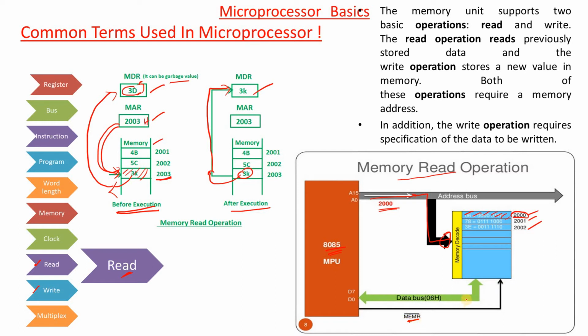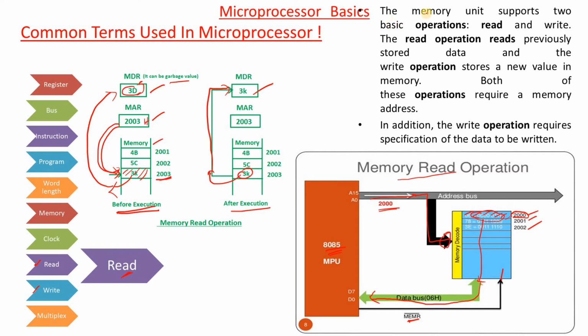After selection, after highlighting, after pointing, again we check the memory read signal. With the help of the memory read signal, the selected memory location data is placed into the data bus. The data bus reads that data like this and it is transferred like this. This is the way we read data from the memory location.